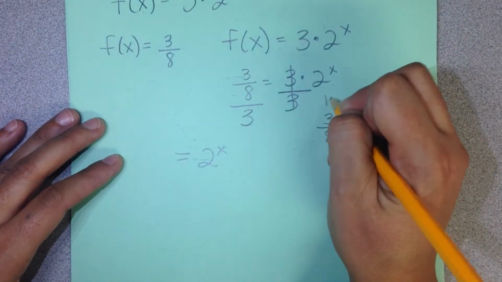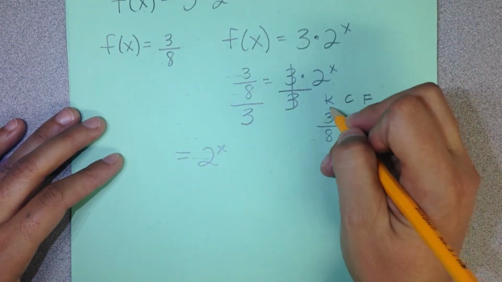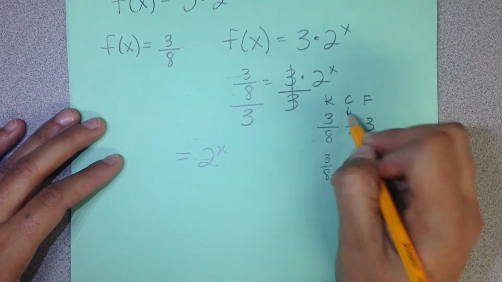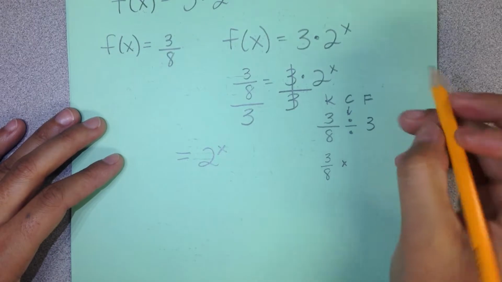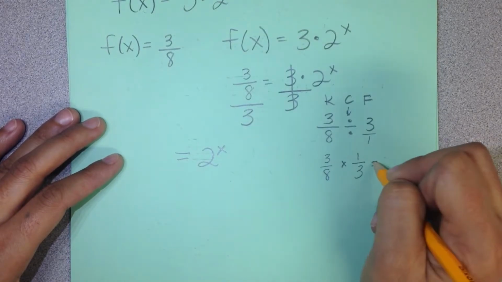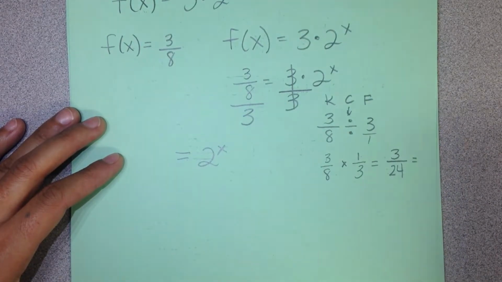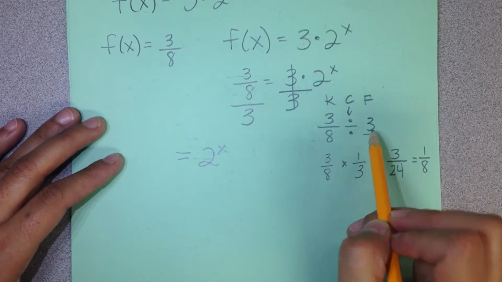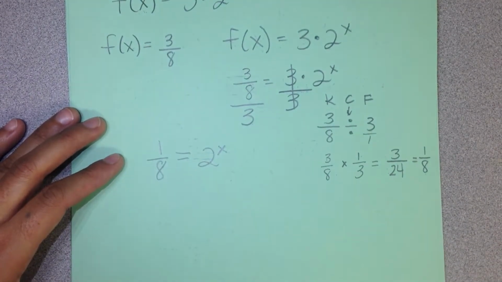So we have to simplify that. So I taught you keep, change, flip. Keep, change, flip. So we're going to keep our first term, 3/8. We're going to change our sign. Our sign right now is dividing, so we're going to do the opposite. We're going to multiply. And we're going to flip our last term. Well, right now it's 3/1, so it's going to become 1/3. And you multiply straight across. So 3 times 1 is 3. 8 times 3 is 24. If we reduce that, we get 1/8. So 3/8 divided by 3 equals 1/8. So the left side becomes 1/8.